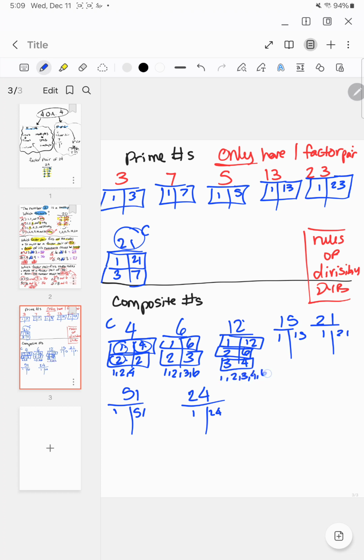A lot of numbers like 12. He's pretty popular. 15, not that many ways. I got 1 times 15, but I can't use 2 because 2 times nothing would give me 15. But I can use 3 times 5. And these are my only 2 ways I can use to make it. And 21 is also composite because even though I have 1 times 21, I can also use 3 times 7.